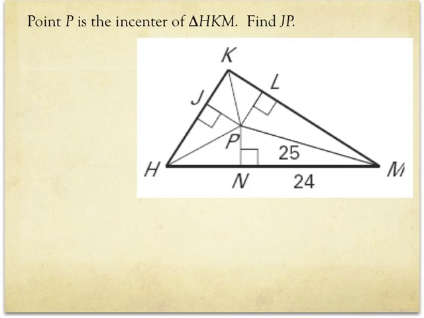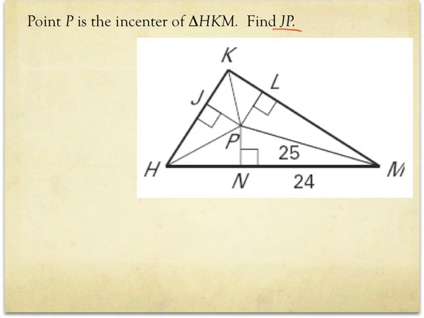For the last example, we're asked to find JP in this triangle. P is the incenter, so the center point of this triangle, formed by the meeting up of all of the angle bisectors. So we have the angle bisector here, here, and here, meeting up at that point P, the incenter. And what we know from the last theorem is that PL is going to equal PJ and PN.